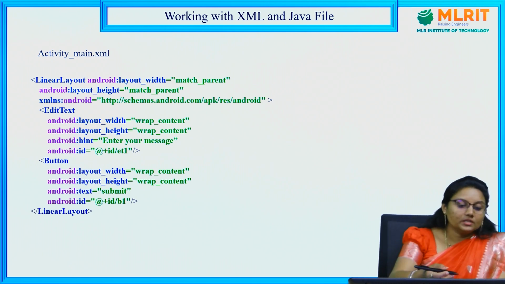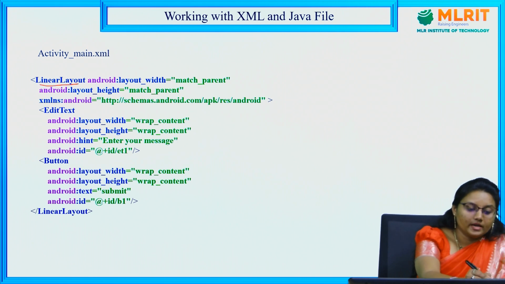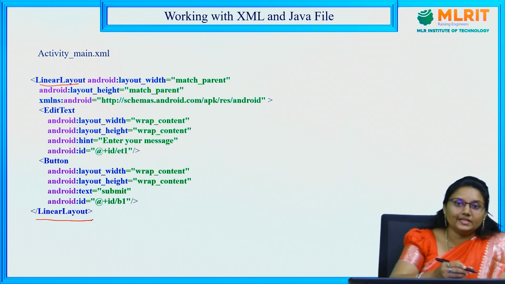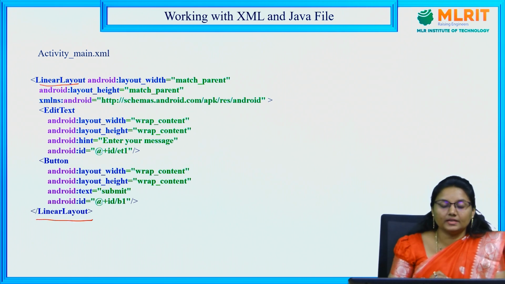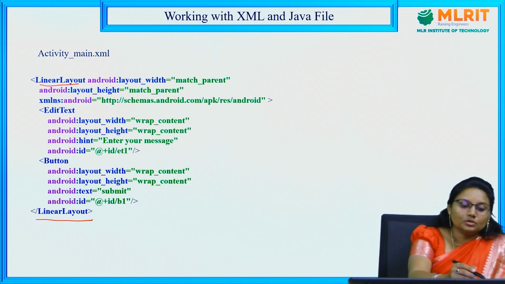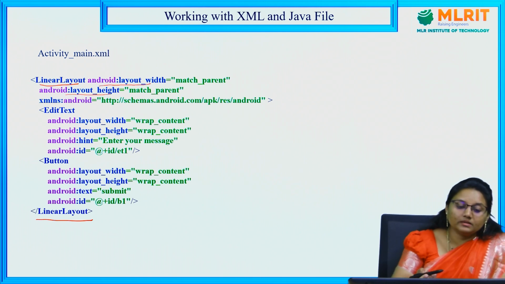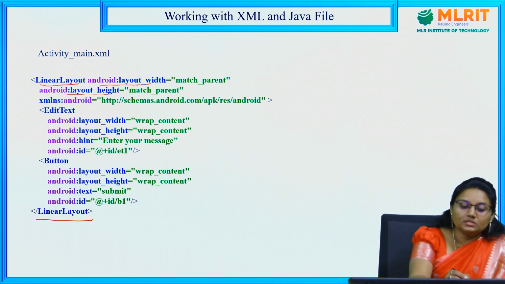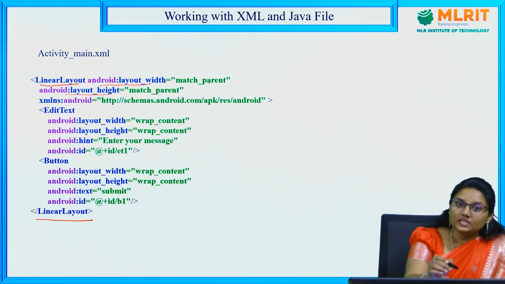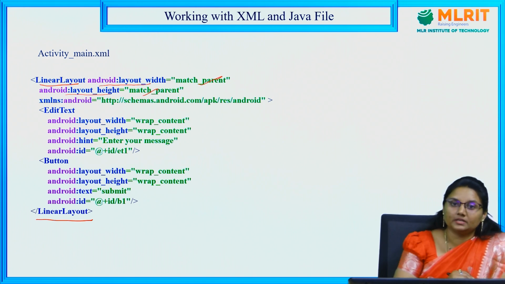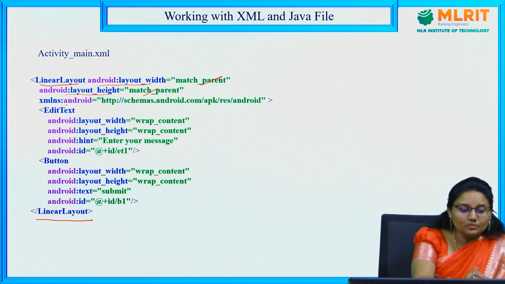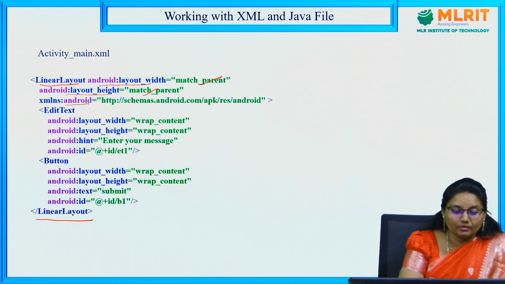Here we have taken a linear layout, and we have closed the linear layout. In XML, every starting tag will have an ending tag. The linear layout takes mandatory parameters, layout width and layout height. Initially the layout should have match parent, so we have given match parent as the value, and one XML namespace for Android we have given.